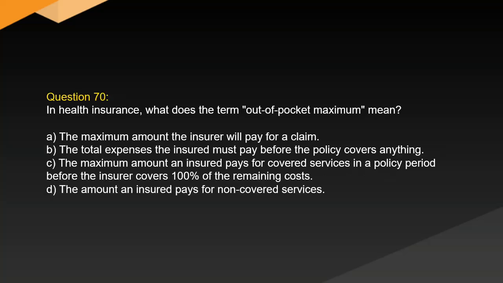Question 70. In health insurance, what does the term out-of-pocket maximum mean? A. The maximum amount the insurer will pay for a claim. B. The total expenses the insured must pay before the policy covers anything. C. The maximum amount an insured pays for covered services in a policy period before the insurer covers 100% of the remaining costs. D. The amount an insured pays for non-covered services.